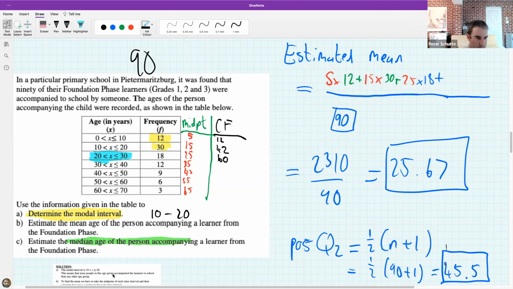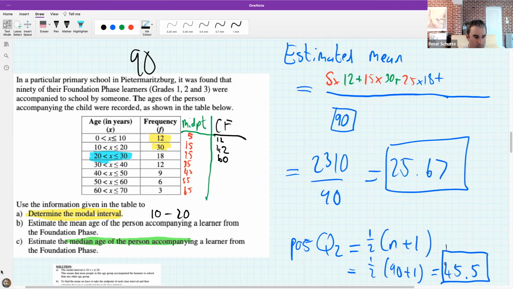Olwetu, let's go to you. What is your question, Olwetu? Sir, I have a question. Okay. So in the median, why are we not using 42? Are we not using 42, but we use 60?